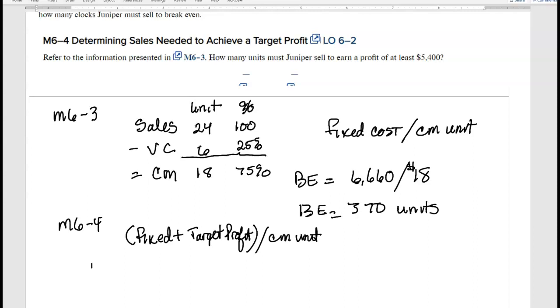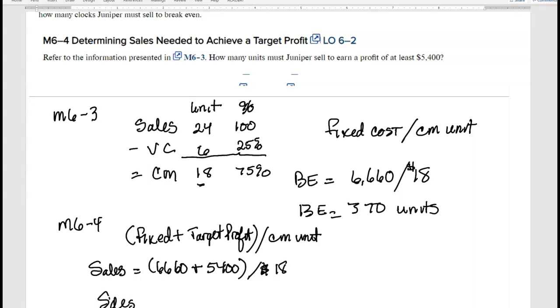So the sales to make that much profit is equal to 6,660, which was the fixed cost, plus the 5,400, which is our target profit, divided by the unit CM. Let's actually write the unit CM, and that would be $18. That's this number.